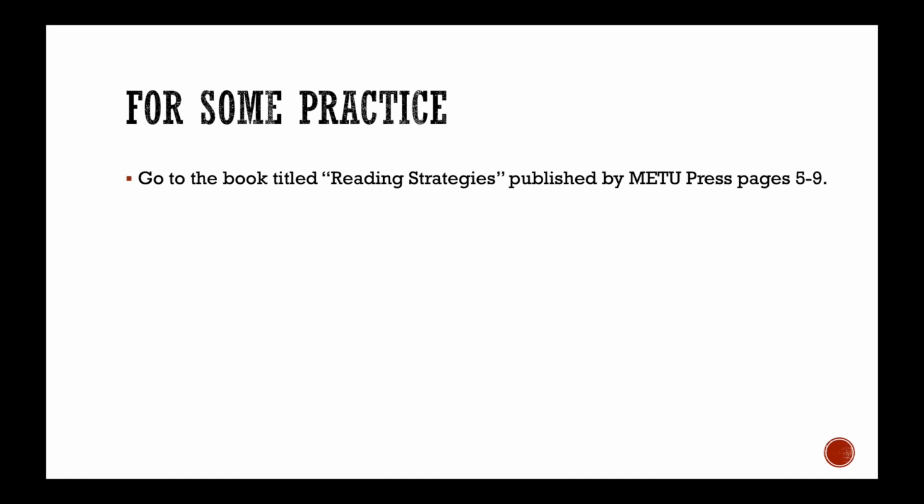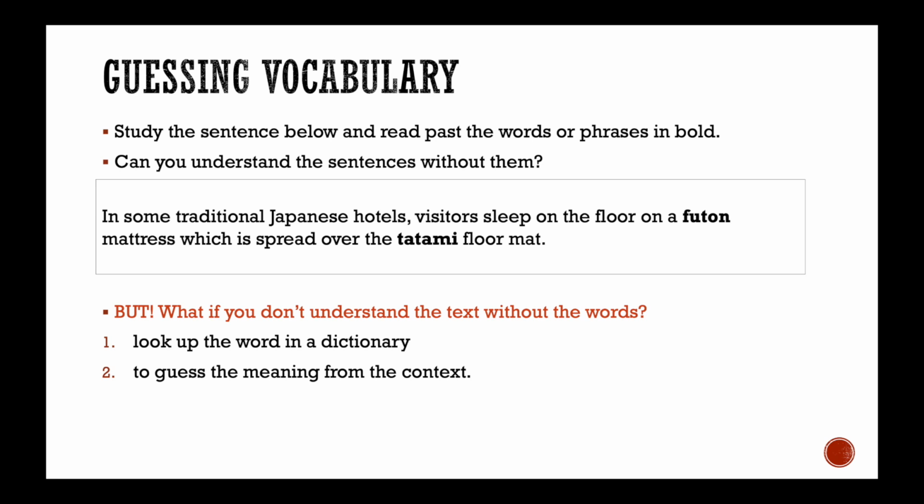If you want to do some practice about this strategy, you can go to the book Reading Strategies, pages 5 to 9. The fourth and the last reading strategy is guessing vocabulary. Knowing vocabulary is very important while reading, but sometimes there will be words that you may not know. But if it does not limit your comprehension of the text, which means that you can still understand the text without those words, you can just ignore them. And you can just read past them.